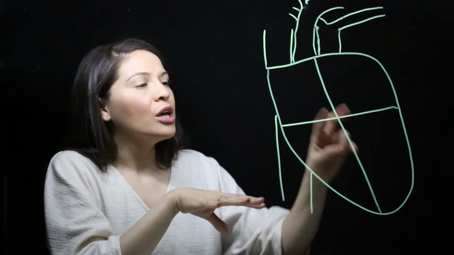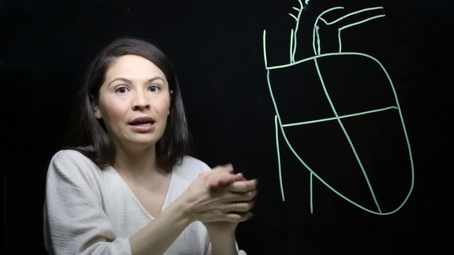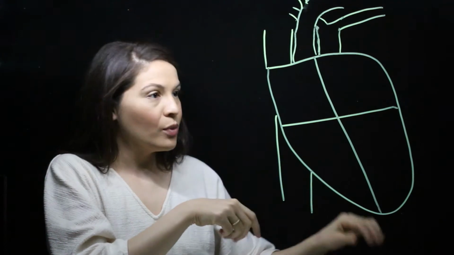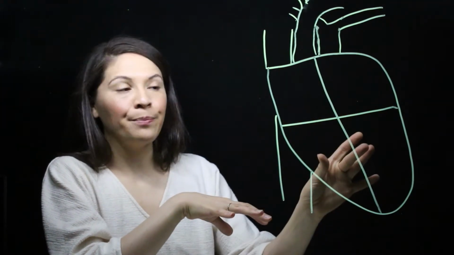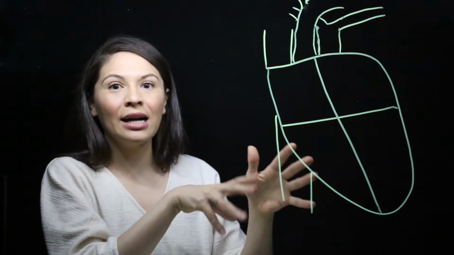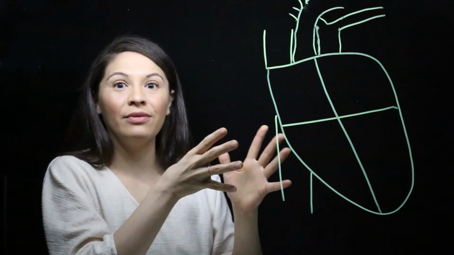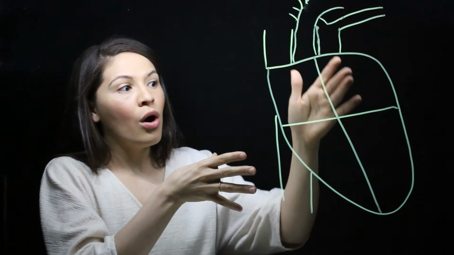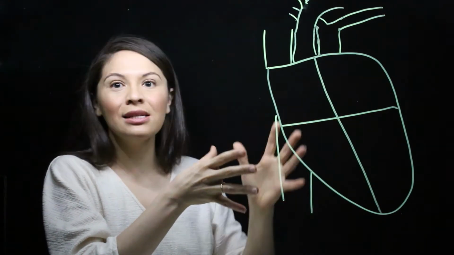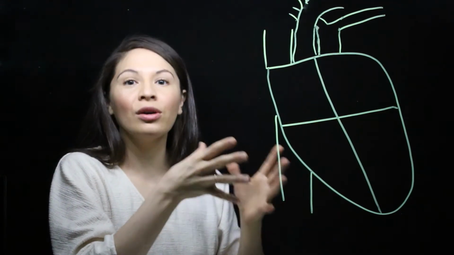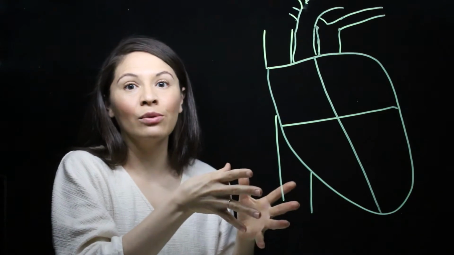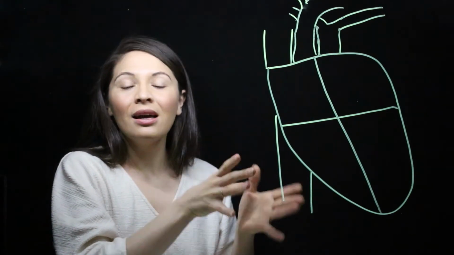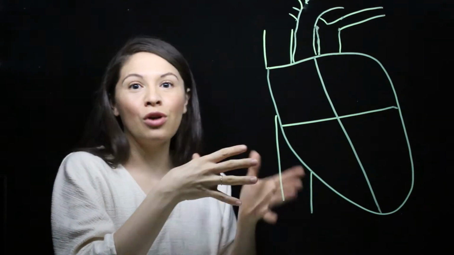So firstly, you can see that the heart here has 4 chambers. So we have the atria at the top and the ventricles at the bottom. So each side of the heart is actually going to be dealing with one specific type of blood. So on the right-hand side of the heart, this is going to be responsible for dealing with oxygenated blood. So blood that is rich in oxygen. And then on the left-hand side of the heart, it's going to be dealing with deoxygenated blood. So blood that has low to no oxygen in it.